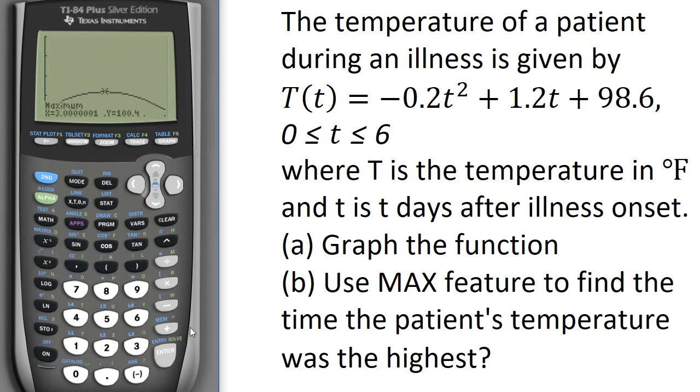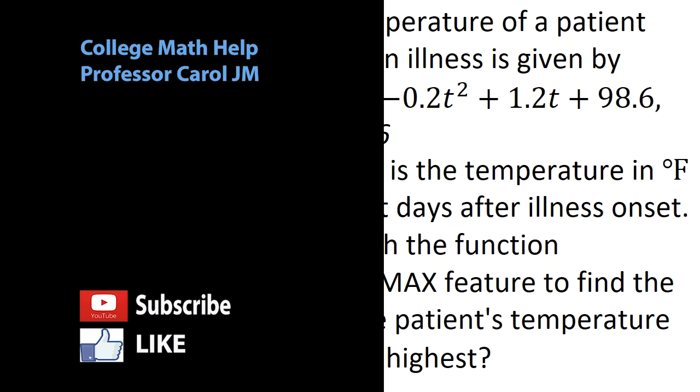And notice it has found the maximum. The maximum is 3.0000. It's close enough to 3. I'm going to call it 3. I'm going to say the maximum is x equals 3 or 3 days, and y, or the capital T temperature, is 100.4. And that answers my question.